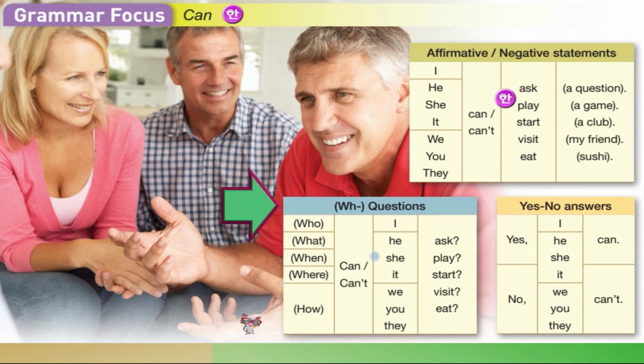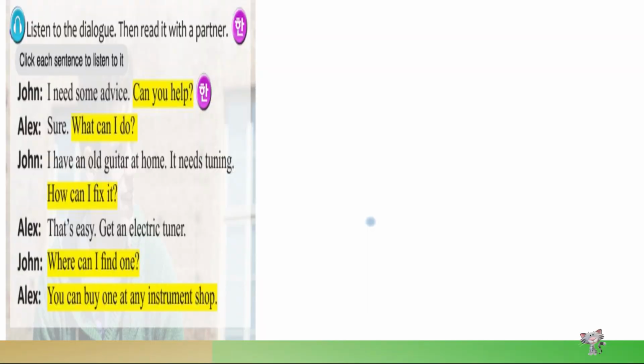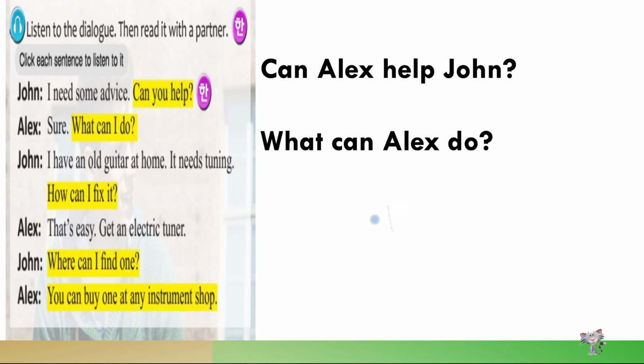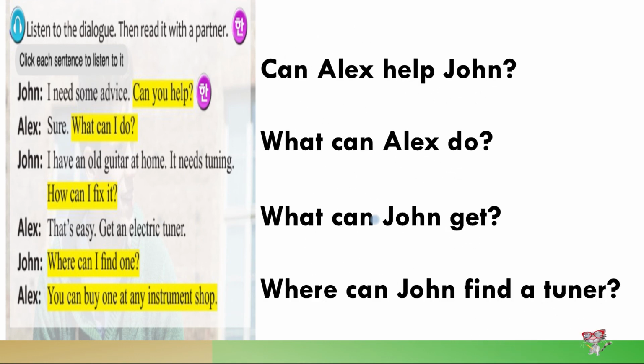So with these ones, you want to make questions. This is going to come up in the homework. Alright? We're going to have some questions here for you about the dialogue. Can Alex help John? What can Alex do? What can John get? Where can John find a tuner? These are all homework. Yes, they will be coming up in homework. So we better write down.